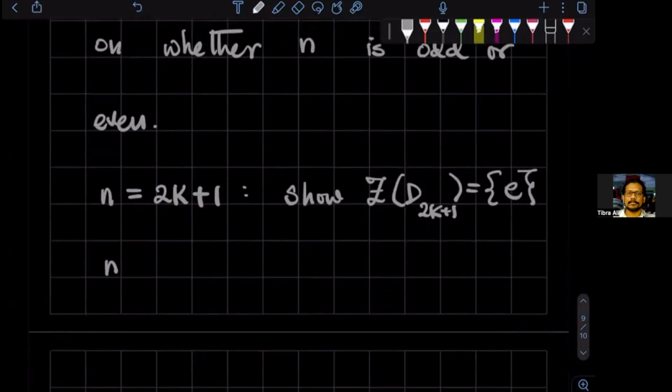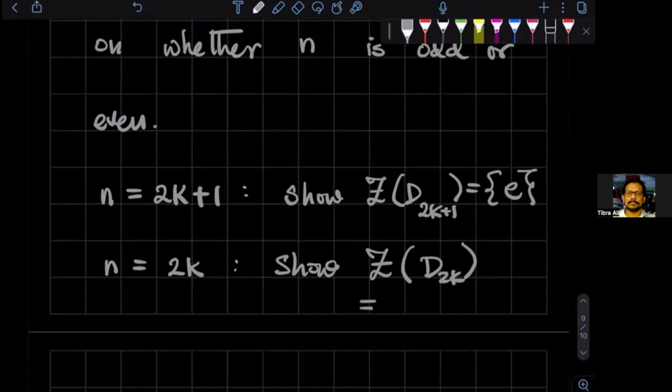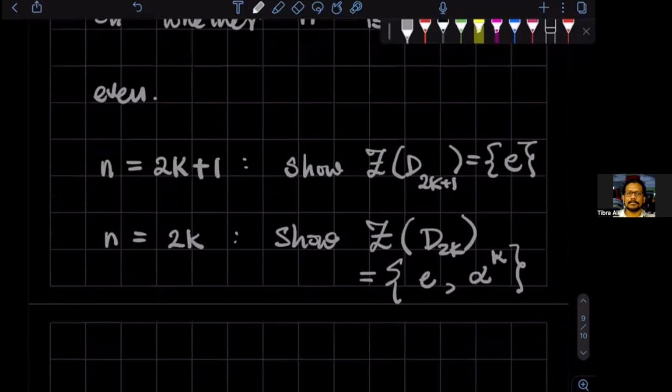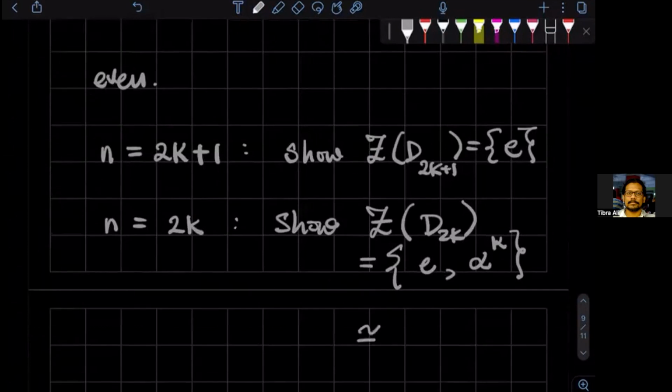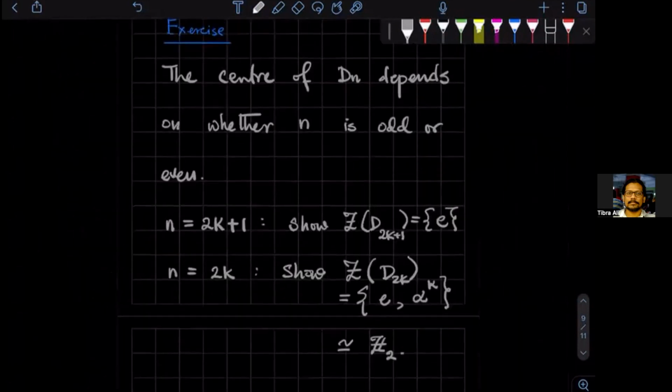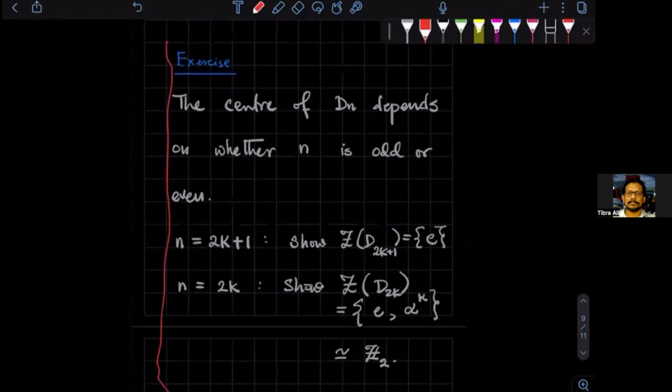But if n is even, if it's 2k, then show that Z of D of 2k is the identity and the rotation raised to the power k, and that this is actually nothing but the Z2 group. Okay, so this is an interesting exercise, and let me just box it up. My box is not working.